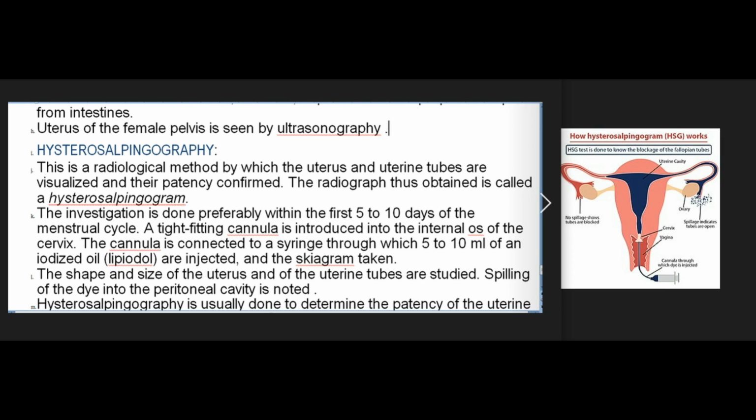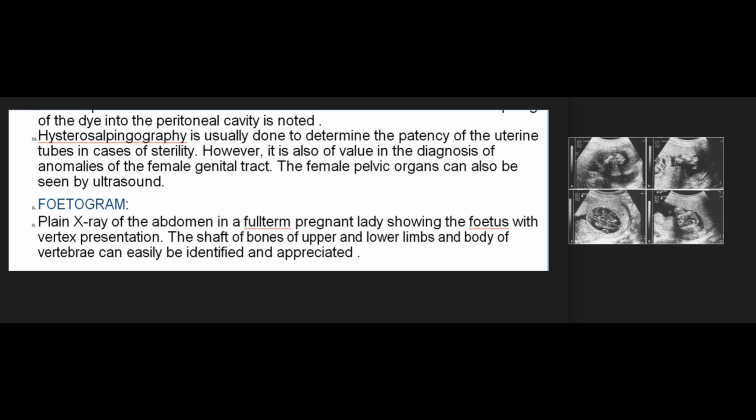Hysterosalpingography. This is a radiological method by which the uterus and uterine tubes are visualized and their patency confirmed. The radiograph thus obtained is called a hysterosalpingogram. The investigation is done preferably within the first 5 to 10 days of the menstrual cycle. A tight-fitting cannula is introduced into the internal os of the cervix. The cannula is connected to a syringe through which 5 to 10 ml of an iodized oil, lipiodol, are injected, and the skiagram taken. The shape and size of the uterus and of the uterine tubes are studied. Spilling of the dye into the peritoneal cavity is noted.